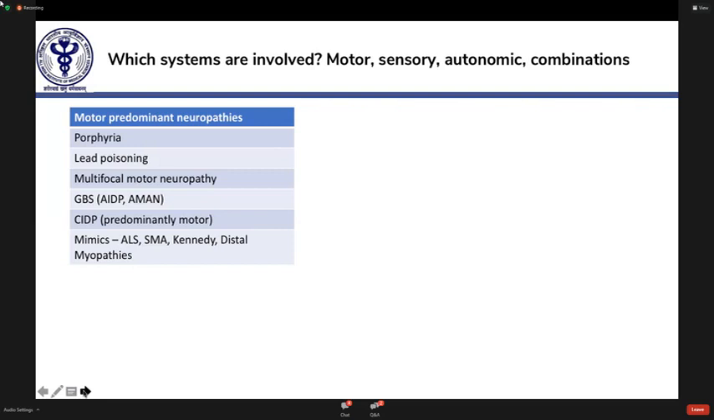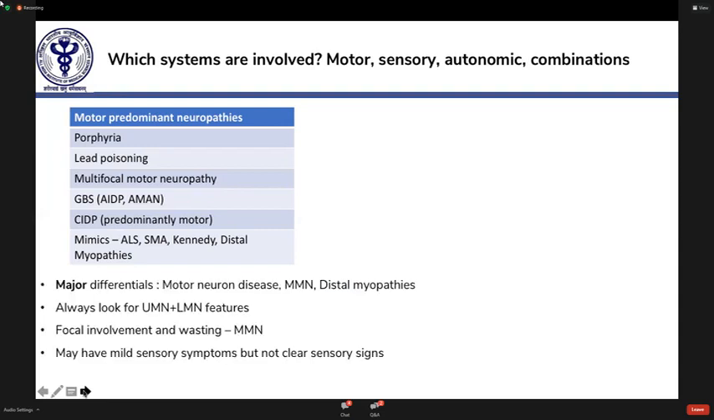Sensory symptoms, maybe their signs may not be there that much. CIDP with a predominantly motor component can present with motor-predominant neuropathies. And mimics, there are a lot of mimics. When you think of a pure motor neuropathy, you should think of anterior horn cell disorders and look for other signs of anterior horn cell disorder.